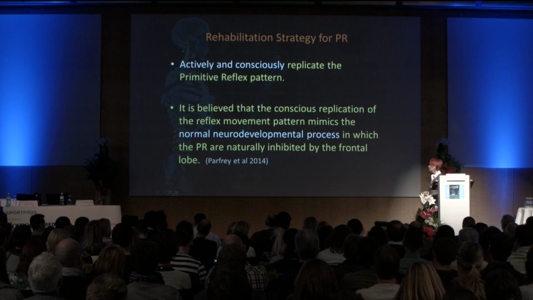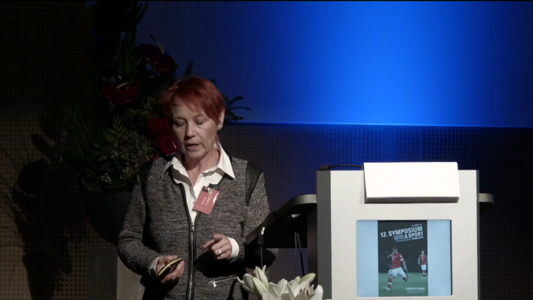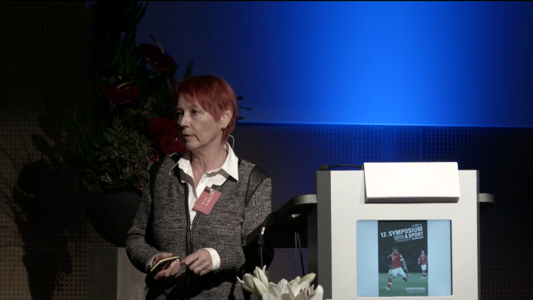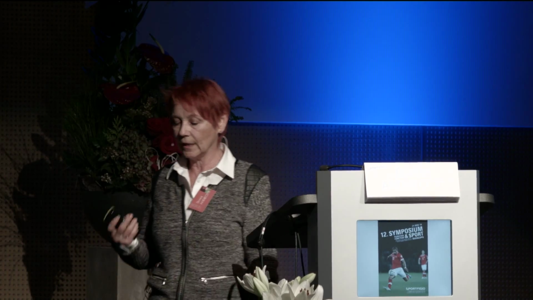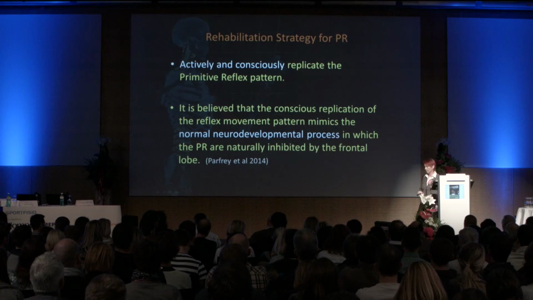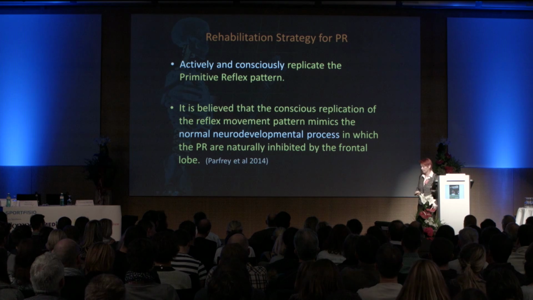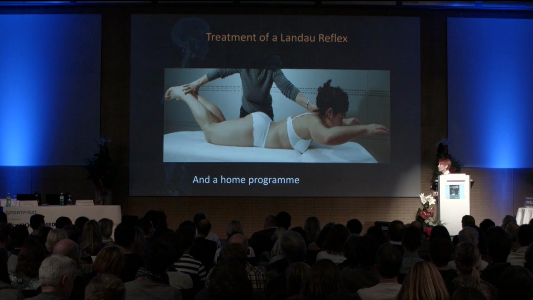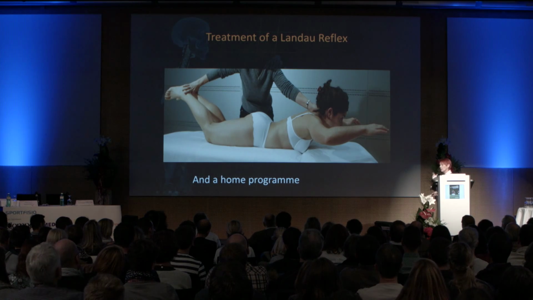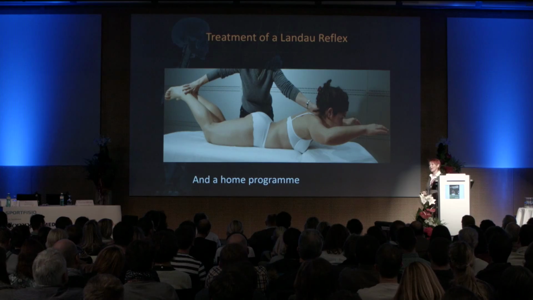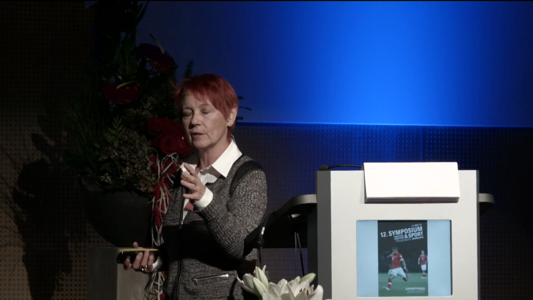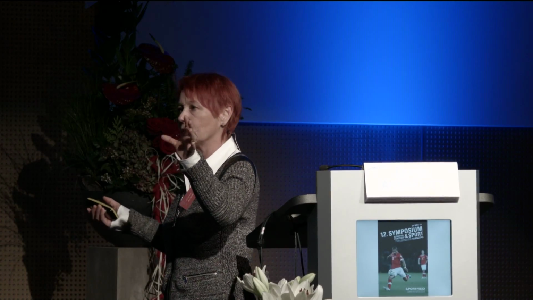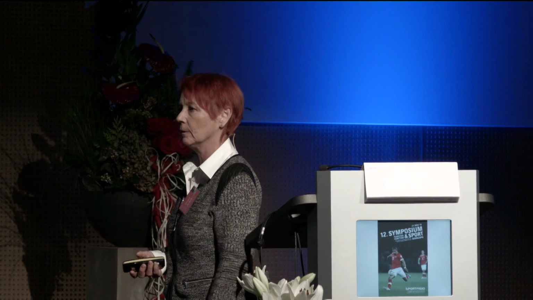It is believed that the conscious replication of a reflex movement pattern mimics what we normally do in the neurodevelopmental process, where the primitive reflexes are naturally inhibited by the frontal lobe. So this is what we think we're doing. Okay? So how do I treat it? I'm going to ask her to perform the reflex pattern against a slight resistance, but enough that she's going to know it's there, right? She's going to have to think about keeping that position.